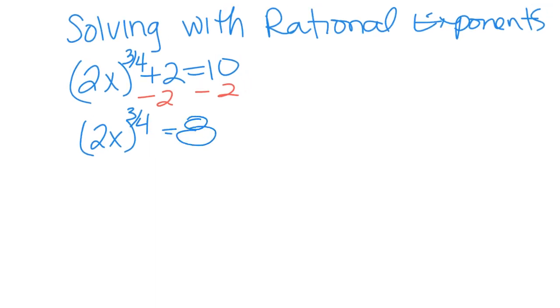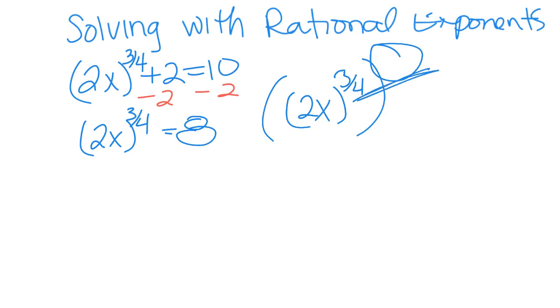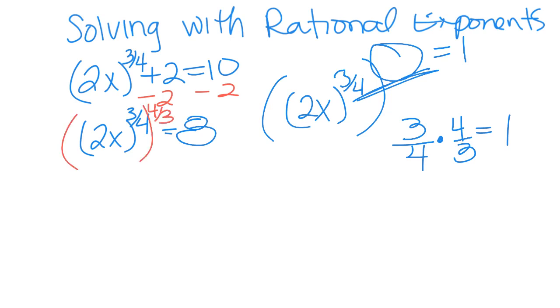Now, when I have a fractional exponent, I want to make sure the exponent becomes 1. So I want to take 2x to the 3/4, and I want to raise it to a power so that the exponents, when I multiply, equal 1. And what fraction, 3/4 times the reciprocal, 4/3, will equal 1. 12 over 12, or the 4 and the 3 cancel and give us 1. So when I have fractional exponents, I'm going to raise it to the reciprocal power. So for this problem, I'm going to raise it to the 4/3 power.